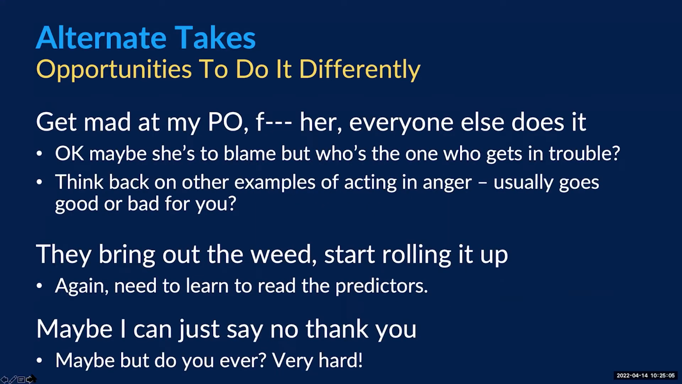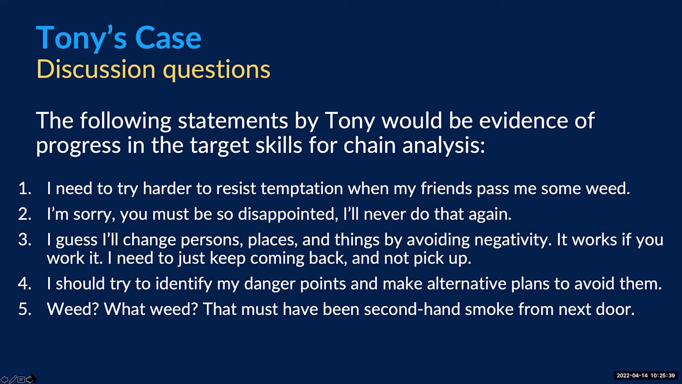So you were mad at your PO. Fine, you can blame her. But if you act in anger and say, bleep it, I might as well just do it, who's the one who actually gets in trouble? You, right? So can you think of other examples where acting impulsively or in anger has been good or bad for you? And have you tried it to say that you can modify your behavior based on that? And when they say, well, I'll just say no, yeah, maybe you can, but how likely is that? And that's very hard. So let's go to a polling question about this.